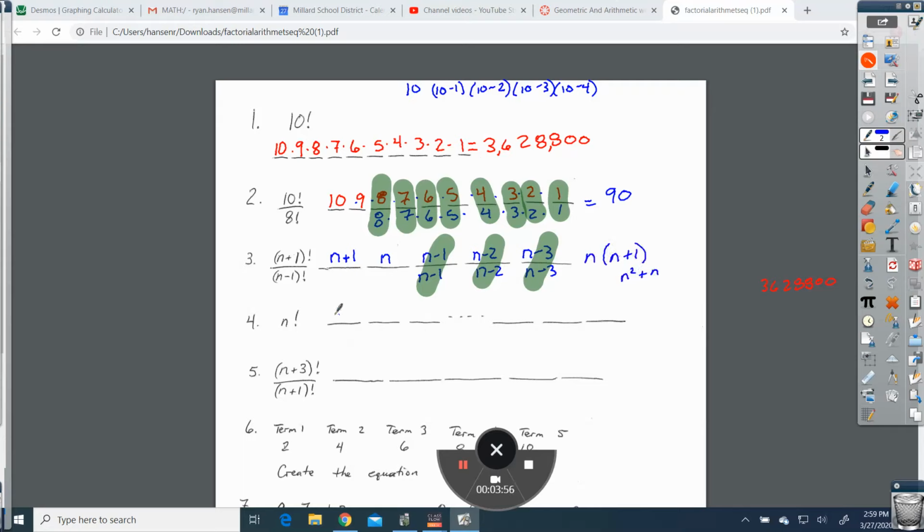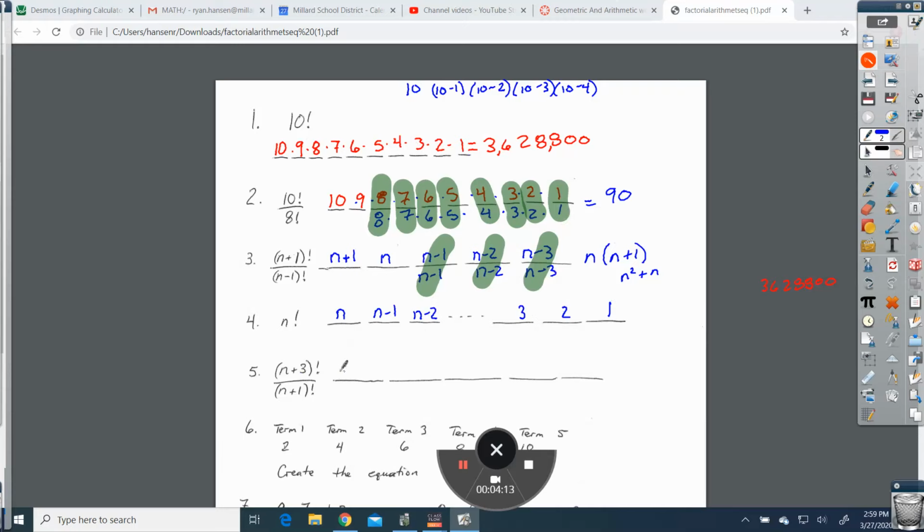So n factorial starts off with n, then we go down by 1, then we go down by 2, until we get to 3, 2, 1. So it's always going to end at 3, 2, 1, like all of these end at 3, 2, 1.